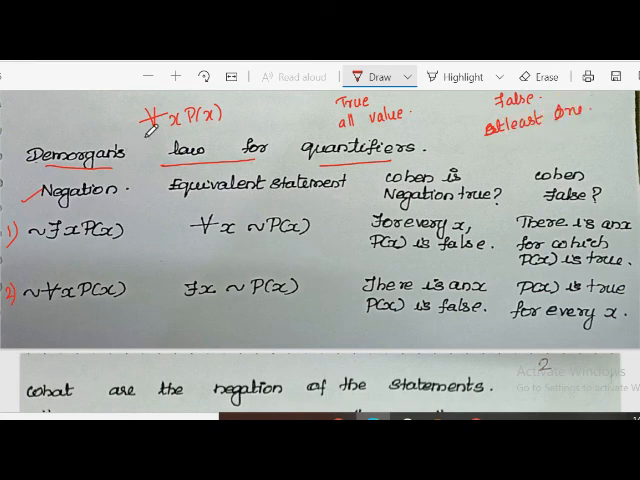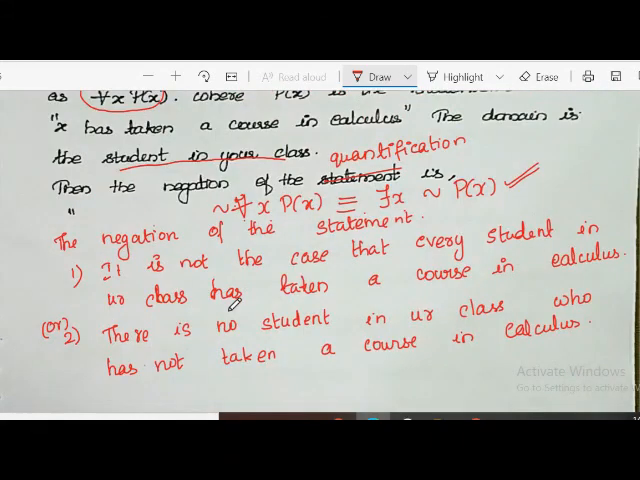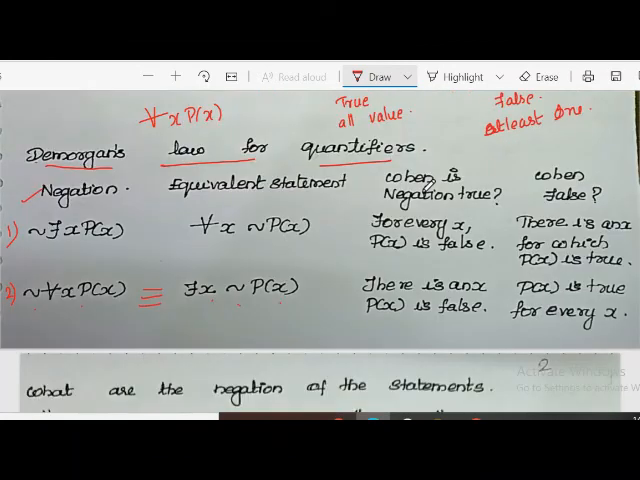Now this is for all. So the negation of this statement is, see the second one, negation for all x p of x is equivalent to there exists x negation p of x. This is the content I have taken in the previous problem. See here, negation for all x p of x, which is equivalent to there exists x negation p of x. This is the concept I have applied here. Now this is the equivalence condition.